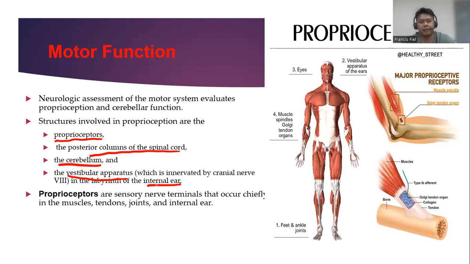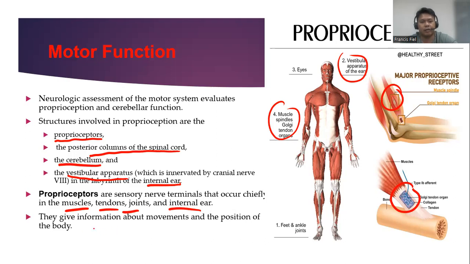Ano bala ang ibig sabihin ng proprioceptor? So, ibig sabihin nito, they are sensory nerve terminals that occur chiefly in the muscle, tendon, joints, and the inner ear. Sa ears, sa muscles, yan. So, anong trabaho nila? They give information about movement and position of the body. All right? That's why we are able to move accordingly and maintain balance.